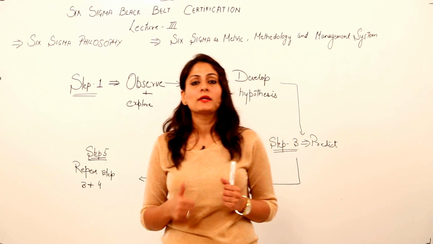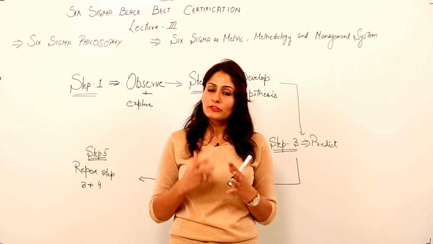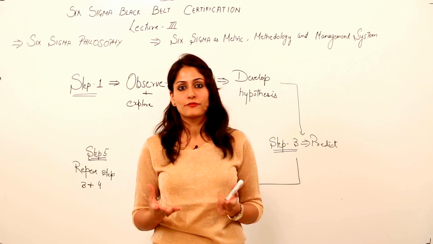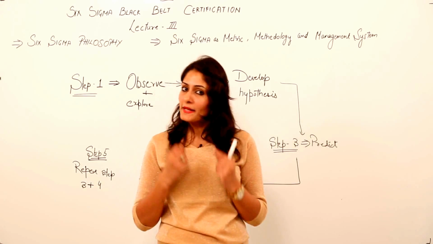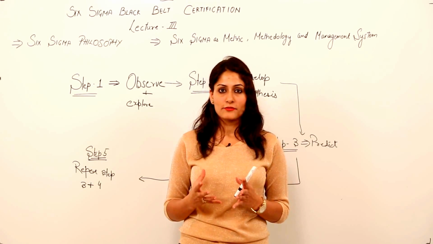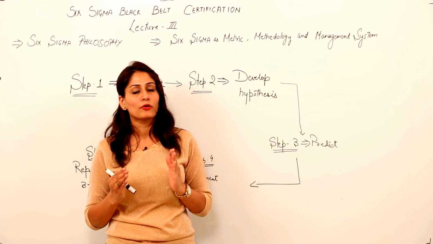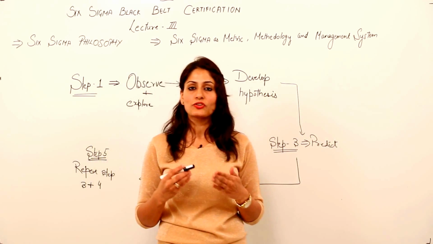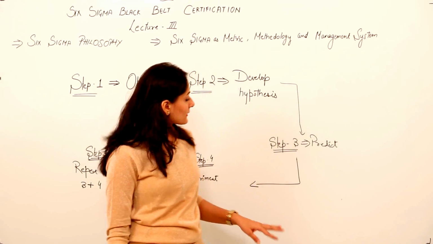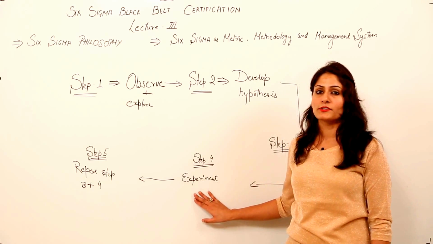In step 1, you observe your business and explore the market in which your business serves or which it intends to serve. In step 2, on the basis of your observation, you develop a hypothesis. In step 3, on the basis of your observation and hypothesis, you make predictions for your business and organization. And then comes step 4. This is a very critical and important step.